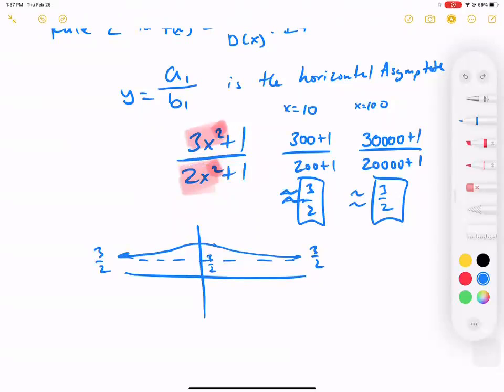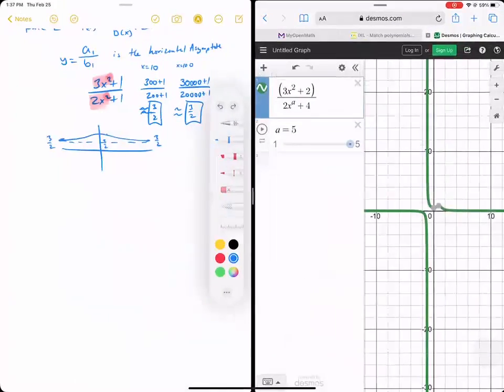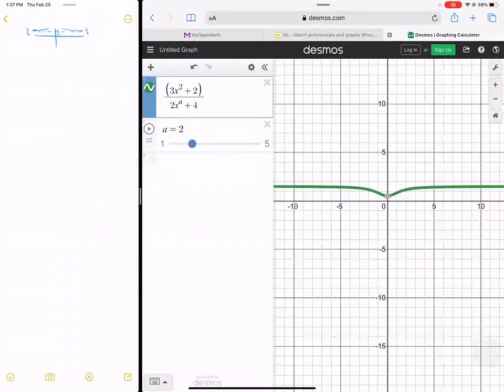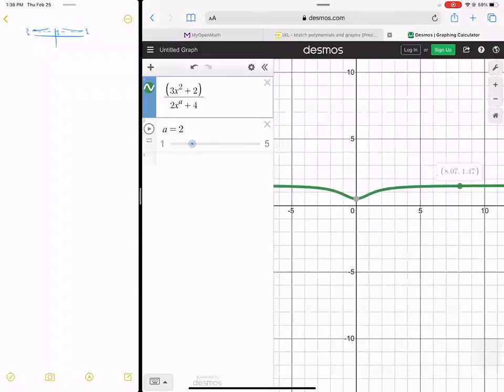Now, did that happen on our last graph, our example here? We said if the exponent was bigger, we would head towards 0. But what if our exponent was exactly the same? X squared, 3x squared over 2x squared. You can look here that we are stuck at 1.5.